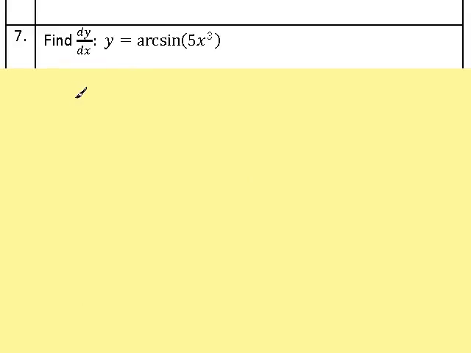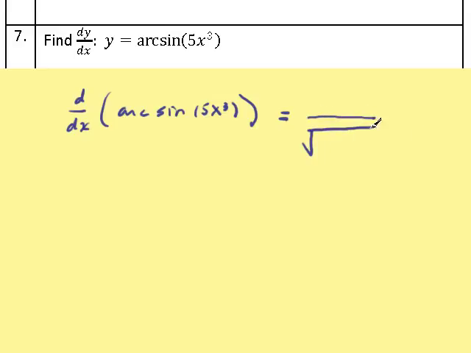All right, so here we want the derivative of the arcsine of 5x cubed. So using the chain rule, in the denominator we have the square root of 1 minus this squared. So that's 5x cubed squared. And now we're going to use the chain rule and multiply by the derivative of 5x cubed. So that would be 15x squared in the numerator.